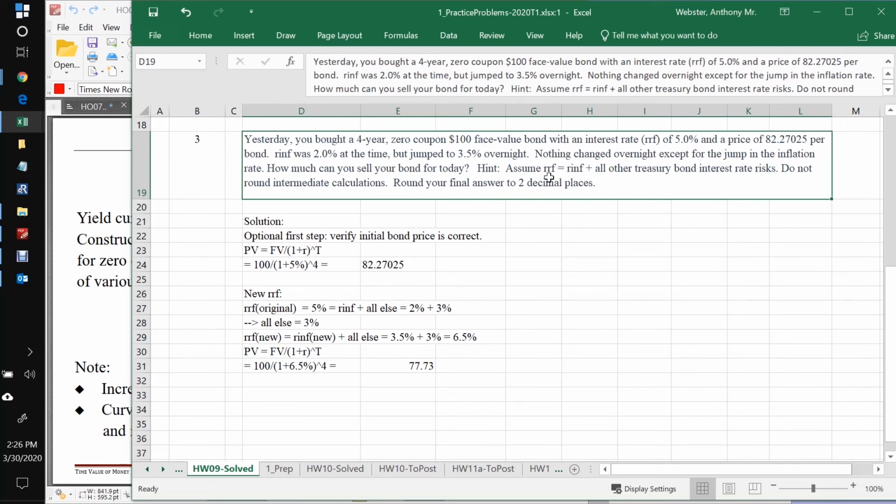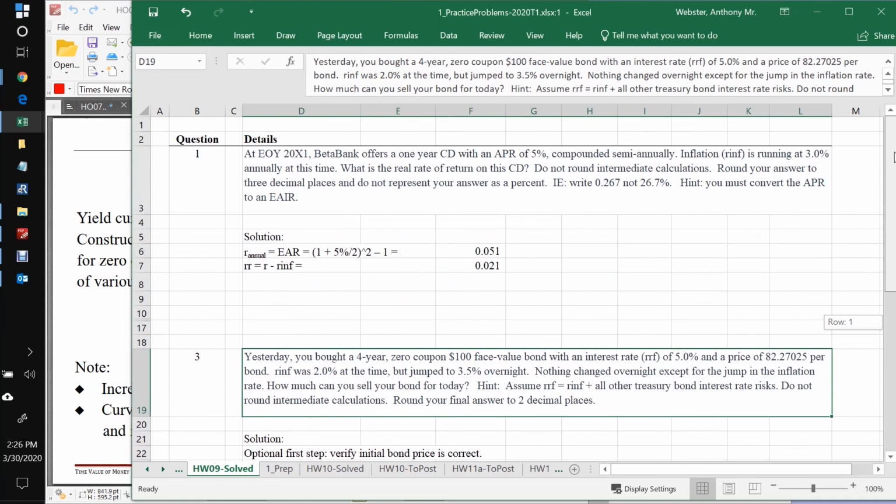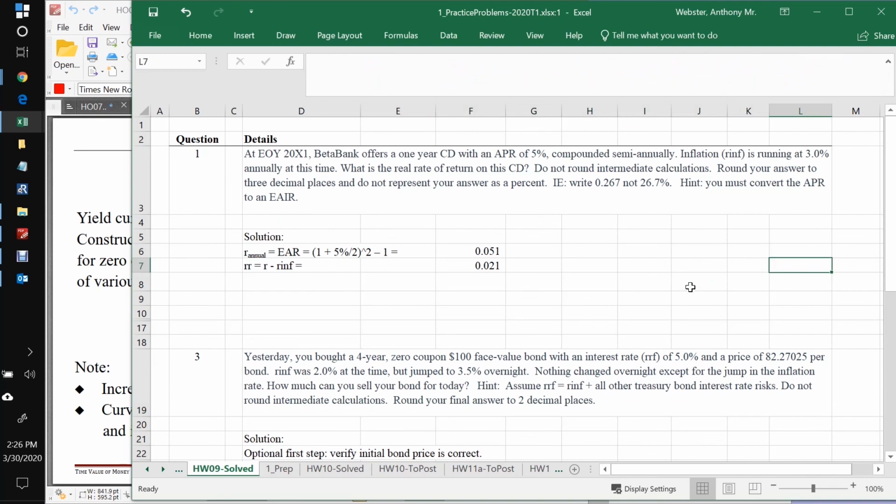So you've got to be able to go from the RRF when you bought the bond to the RRF the next day with the change of inflation, and then just apply the present value, future value formula to solve for whatever is asked for. So just make sure you can do these two types of problems as illustrated in practice problems for handout 9.